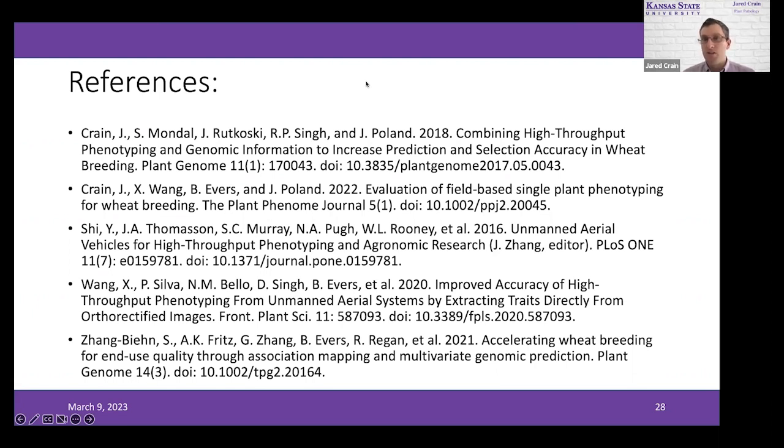I mean, we do envision moving to an F2 population where there are truly segregating plants. But for testing, we wanted to make the most reliable duplicating opportunity possible.